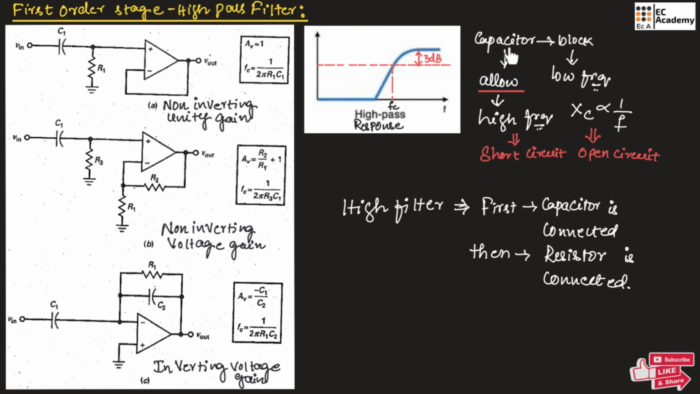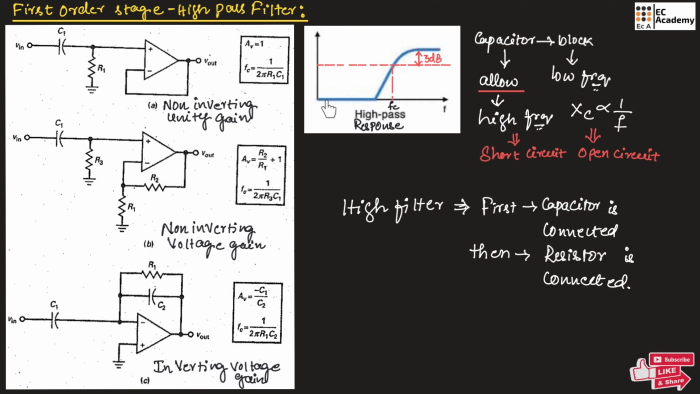So you need to remember, capacitor will block the low frequencies and it will act as an open circuit, and it will allow high frequencies and it will act as a short circuit for high frequency. Since the reactance of the capacitor is inversely proportional to frequency f, for low frequency it will have high reactance and it will block the low frequency signal, and for high frequency the reactance will be low, hence the capacitor will act as short circuit and allow the high frequency.